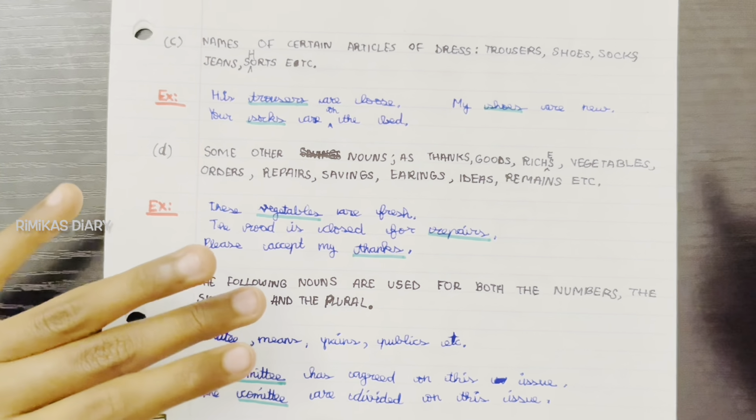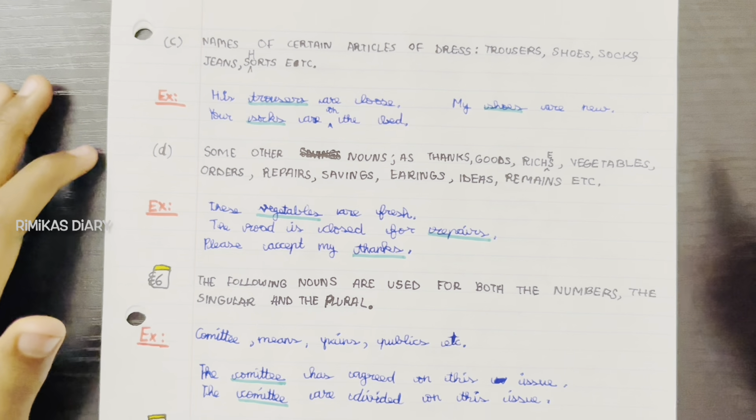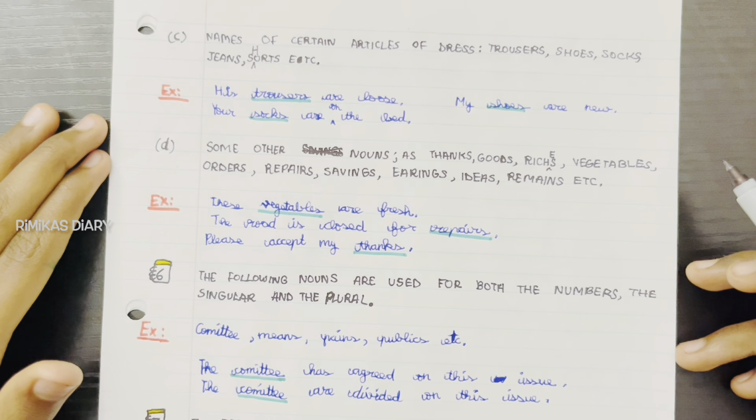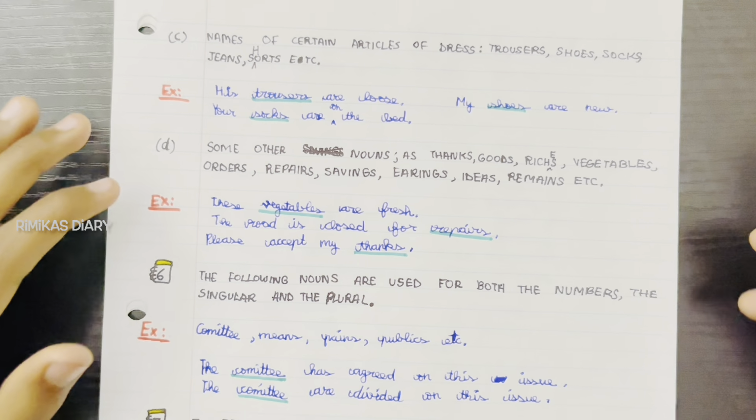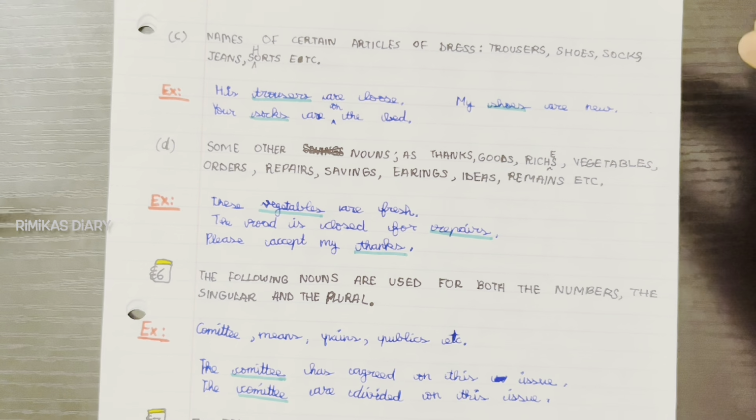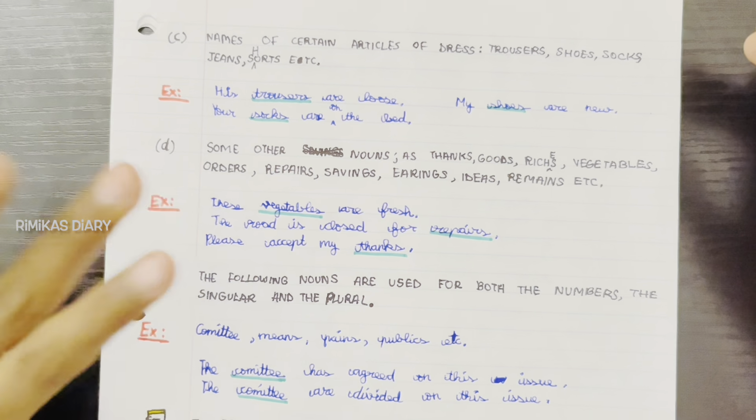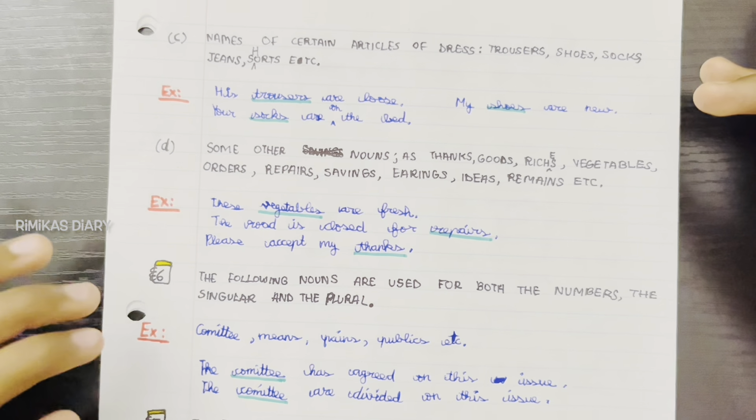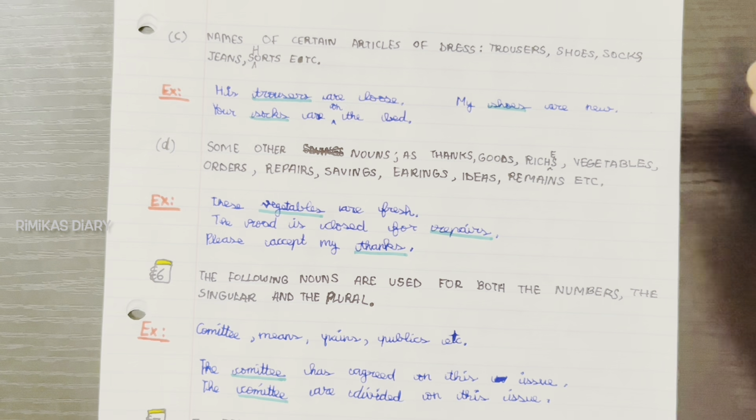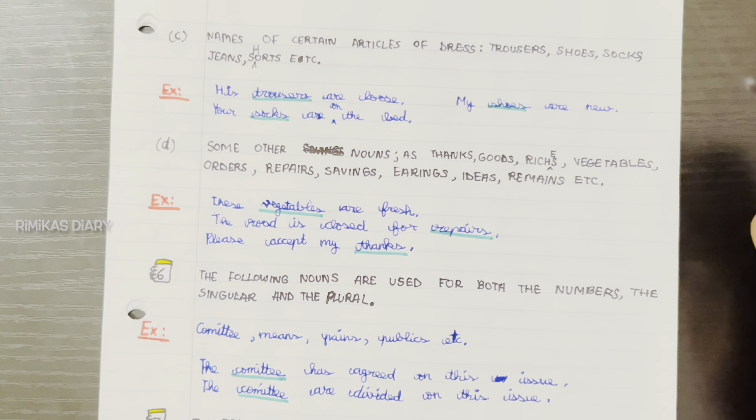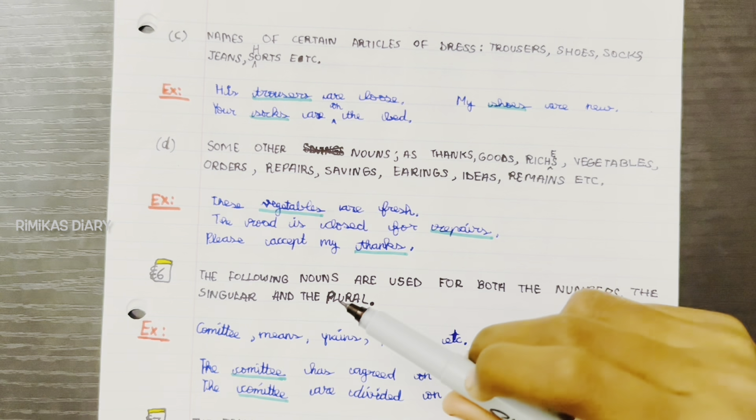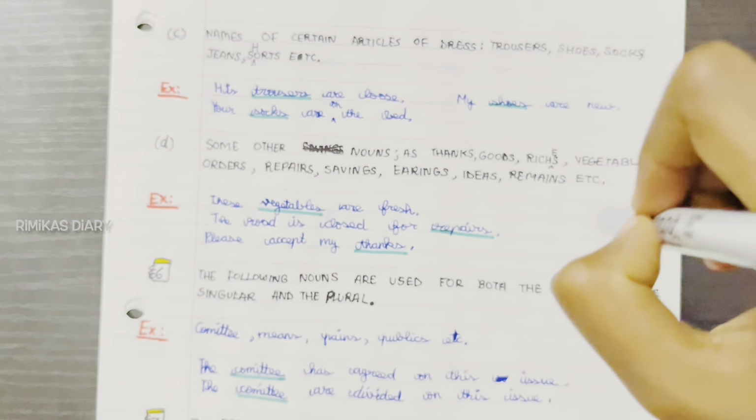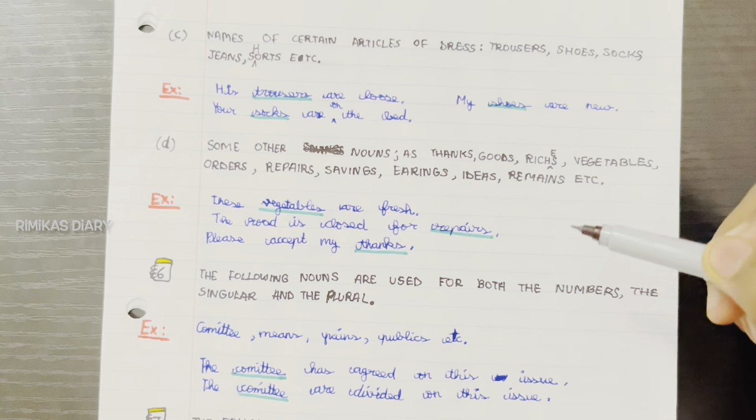Next, some other nouns such as things, goods, riches, vegetables, orders, repairs, savings, earrings, ideas, remains, etc. These nouns are always used as plural. Like these vegetables are fresh. The road is closed for repairs. Please accept my thanks. Here, you can't say please accept my thank. You should always say please accept my thanks. So these nouns are always used as plural forms.